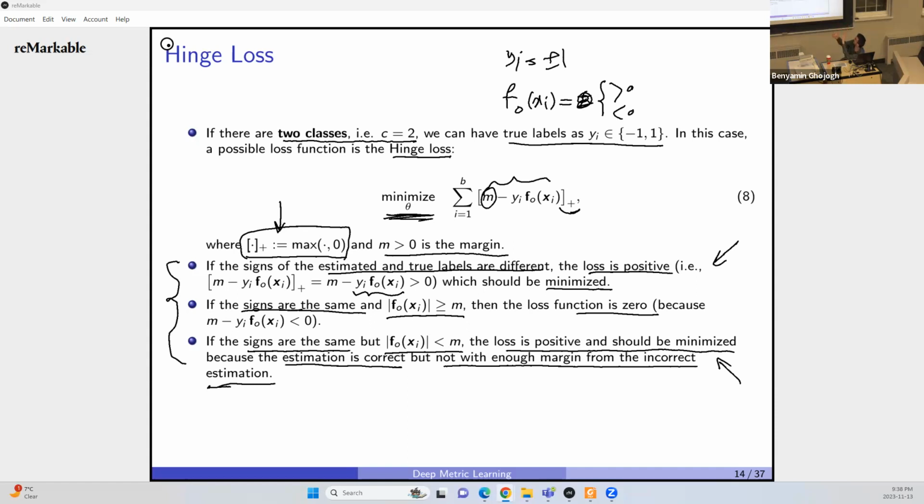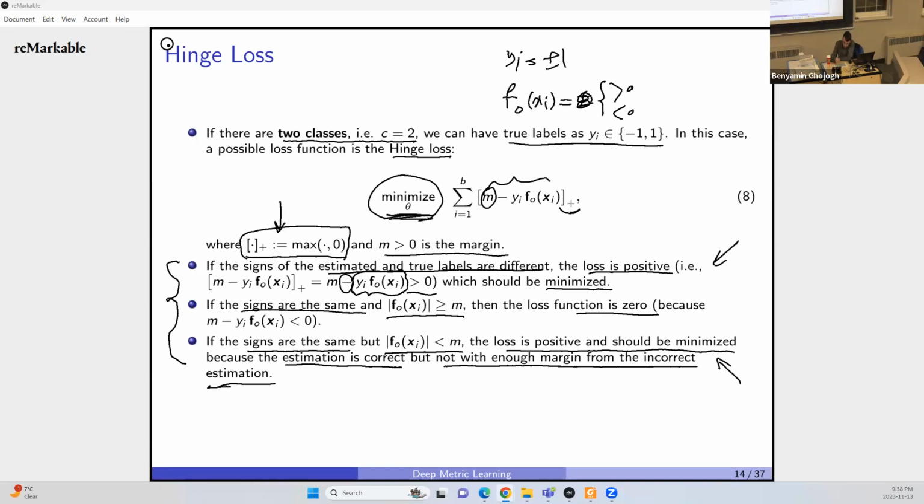When f(xi) is less than 0 and yi is negative 1, that's good. But if they have different signs, then what happens? yi f(xi) becomes negative. With this negative behind it, it becomes positive, plus the margin becomes greater than 0. And that's problematic and it needs to be minimized, right?